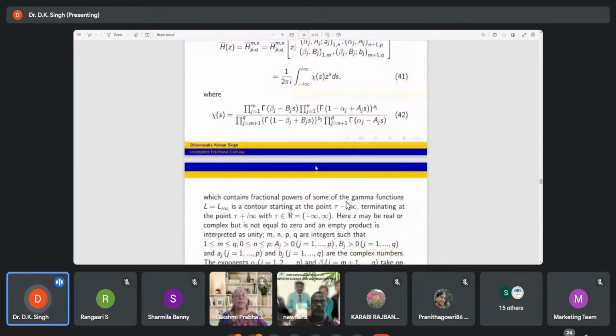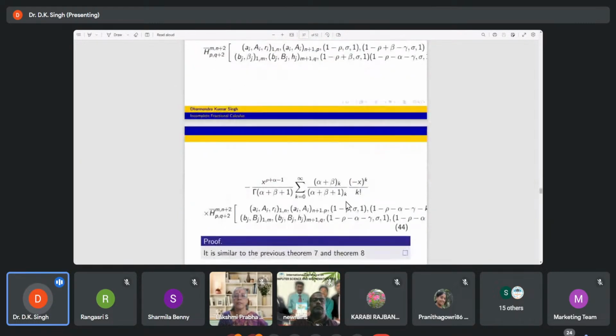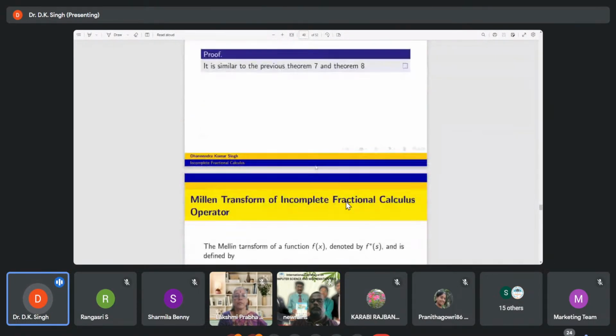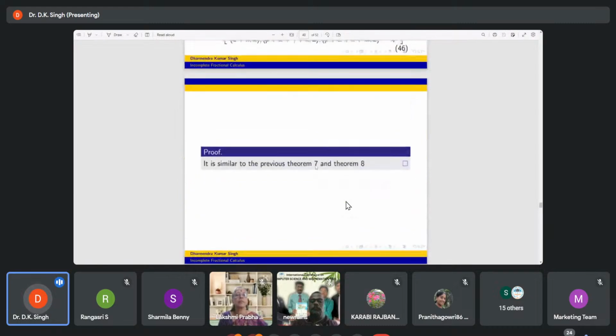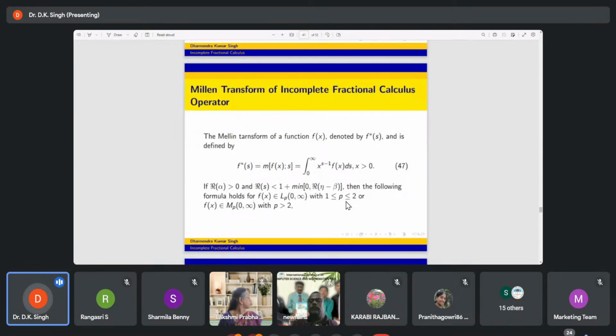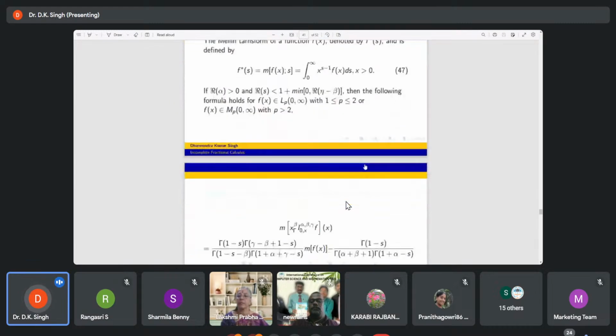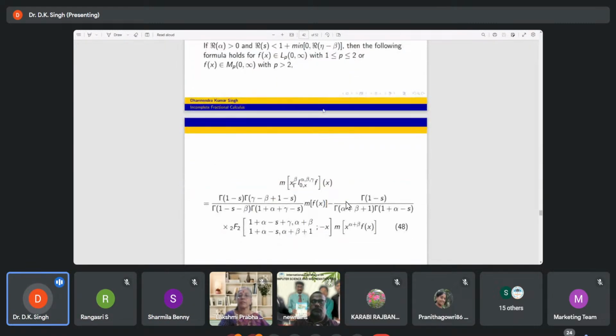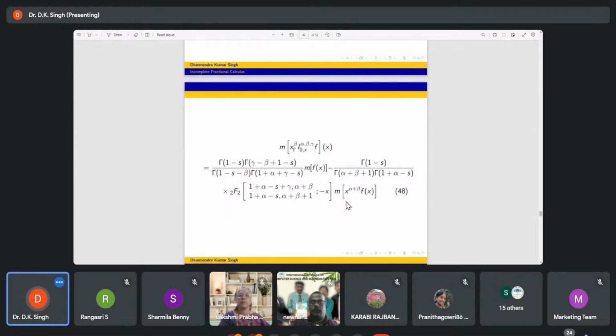So we can say that incomplete fractional calculus, when associated with these functions, is represented in Wright function form. The Wright function is nothing but a form of a hypergeometric function. Now this is the Mellin transform of the incomplete fractional calculus. The Mellin transform of the function f(x) is denoted by f bar(s), and this is the formula of the Mellin transform. If everyone is aware of the Mellin transform, it is also associated with the incomplete fractional calculus operator. If you use the Mellin transform of the incomplete fractional integrals, we get this form, which is represented in the form of the generalized hypergeometric function.